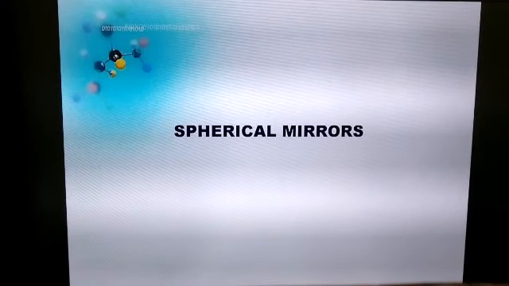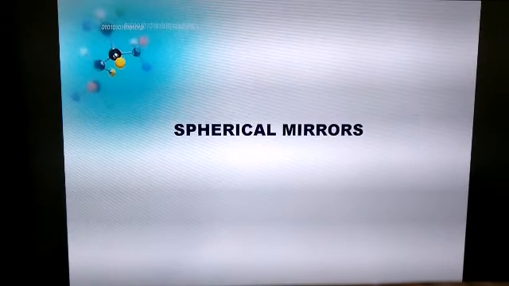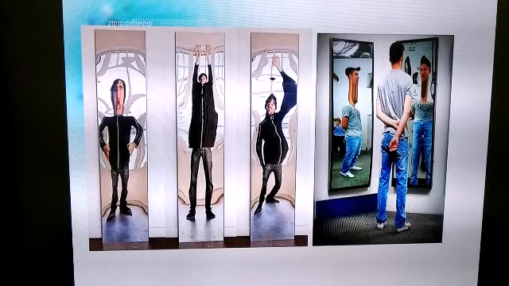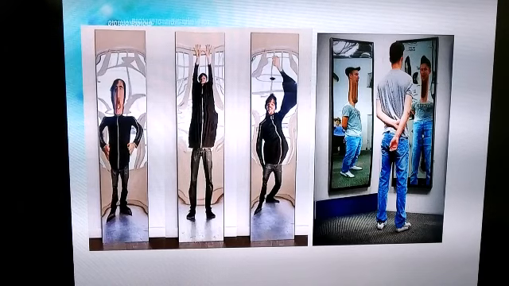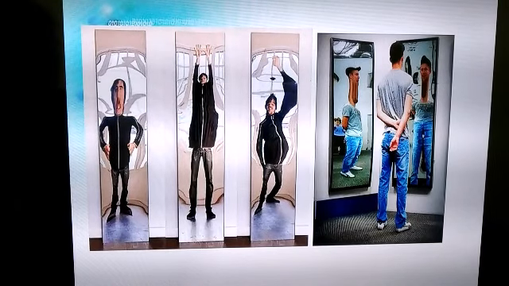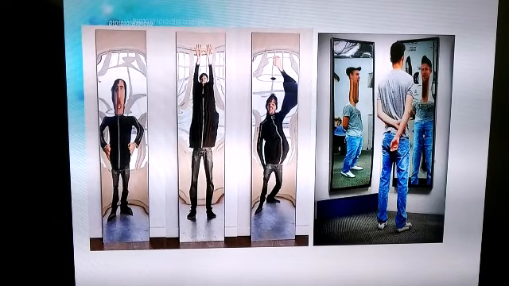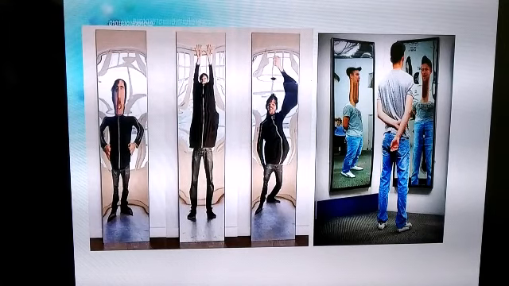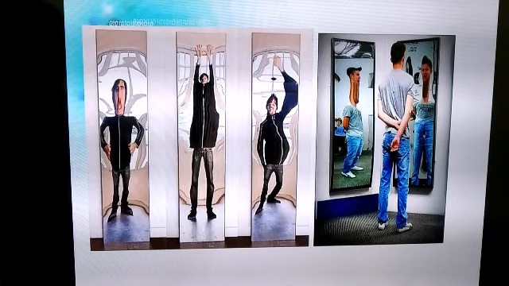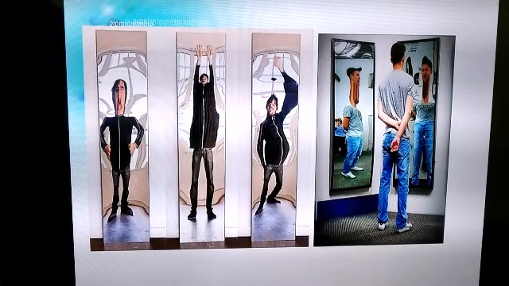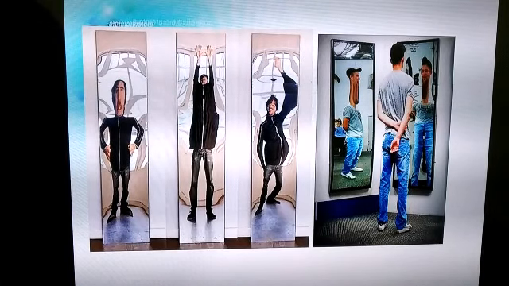After completing plane mirrors, let us move on to the next topic, spherical mirrors. Children, you must have been to the gallery of mirrors called the laughing mirrors. Here you can see in the gallery of laughing mirrors, the images are completely distorted, where somewhere the faces as well as the bodies appear small, somewhere the body appears big, somewhere the body appears fat, somewhere the body appears thin.